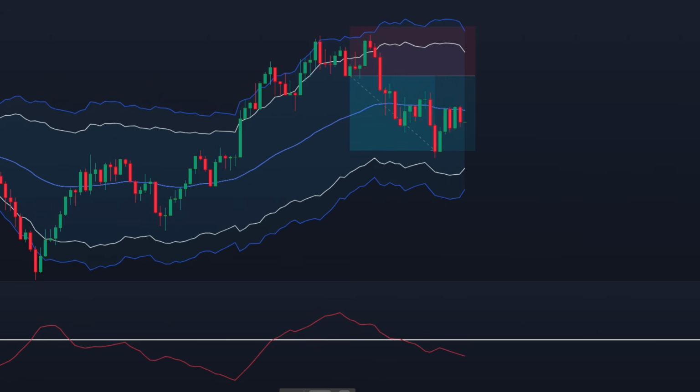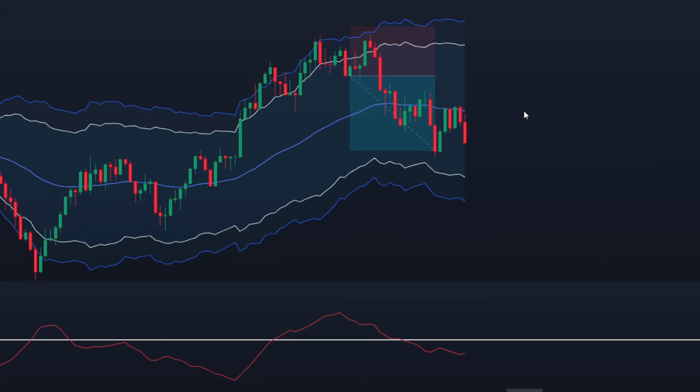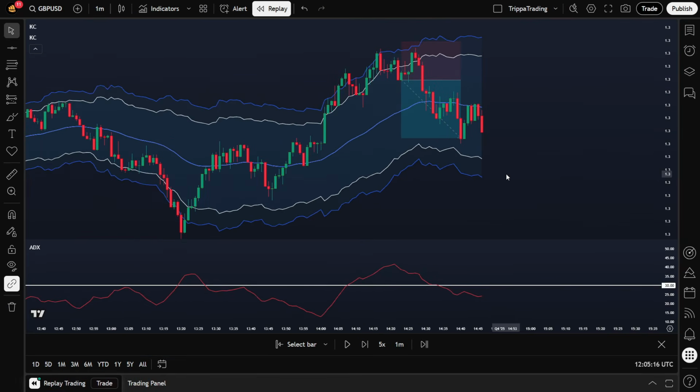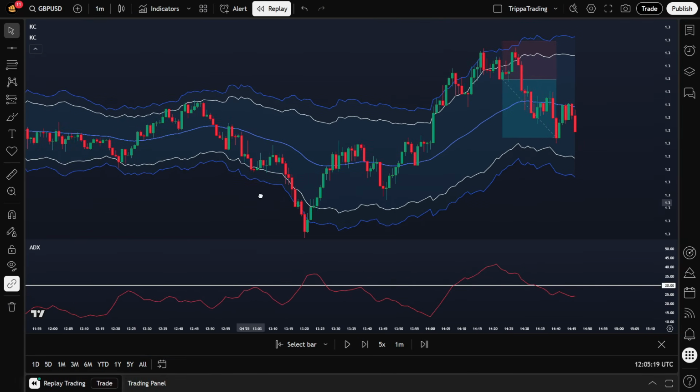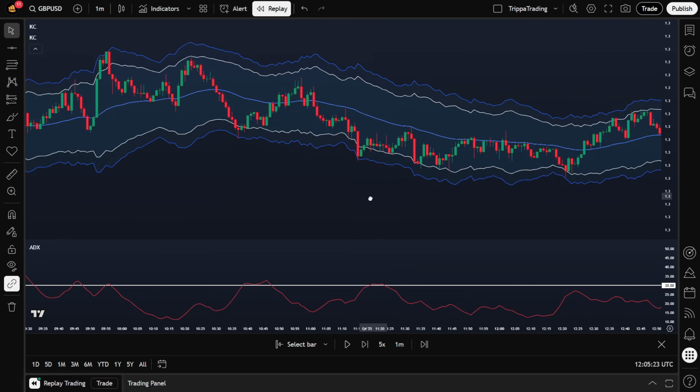Now, the most important part of this entire strategy is risk management. This is a high-frequency, volatility-based scalping approach, and because we are trading against extreme moves, losses are part of the game. If you don't control risk, you can wipe out your account very quickly.